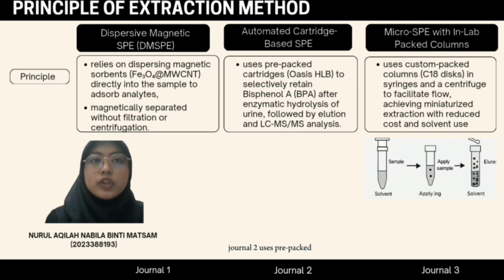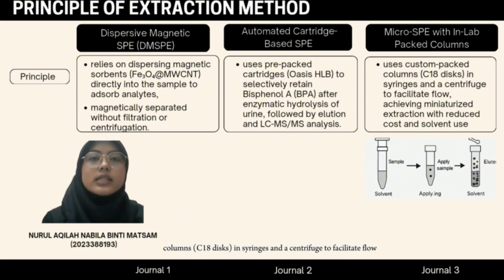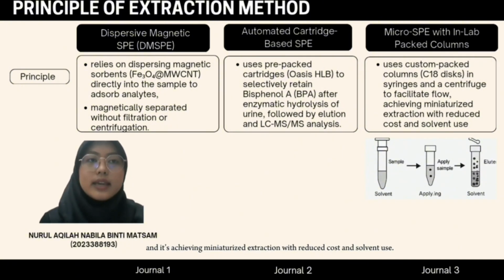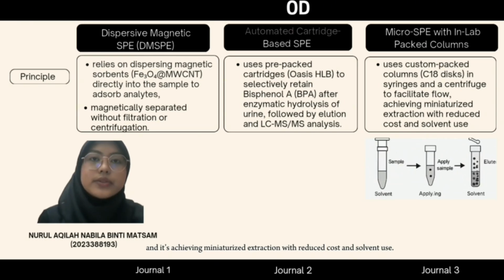Meanwhile, journal 2 used a pre-packed cartridge, or Oasis HLB, to selectively retain bisphenol A after enzymatic hydrolysis of urine, followed by elution and LC-MS/MS analysis. Next, the extraction method in journal 3 used a custom packed column, or C18 disc in a syringe, and a centrifuge to facilitate flow, achieving miniaturized extraction with reduced cost and solvent use.